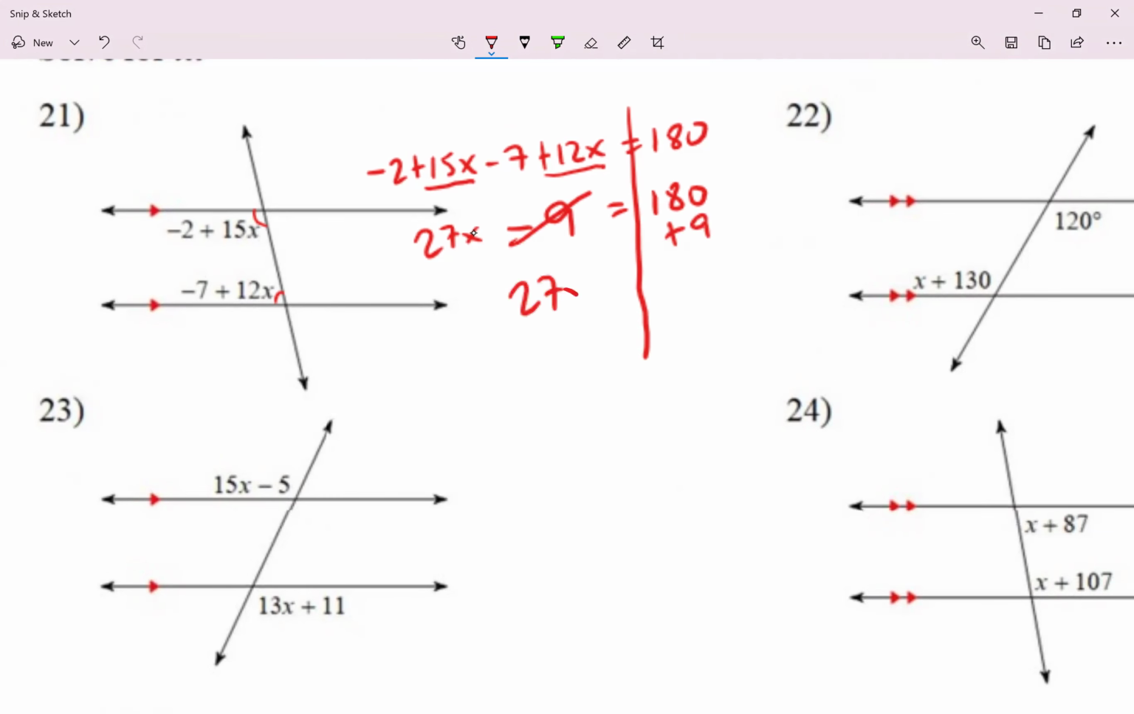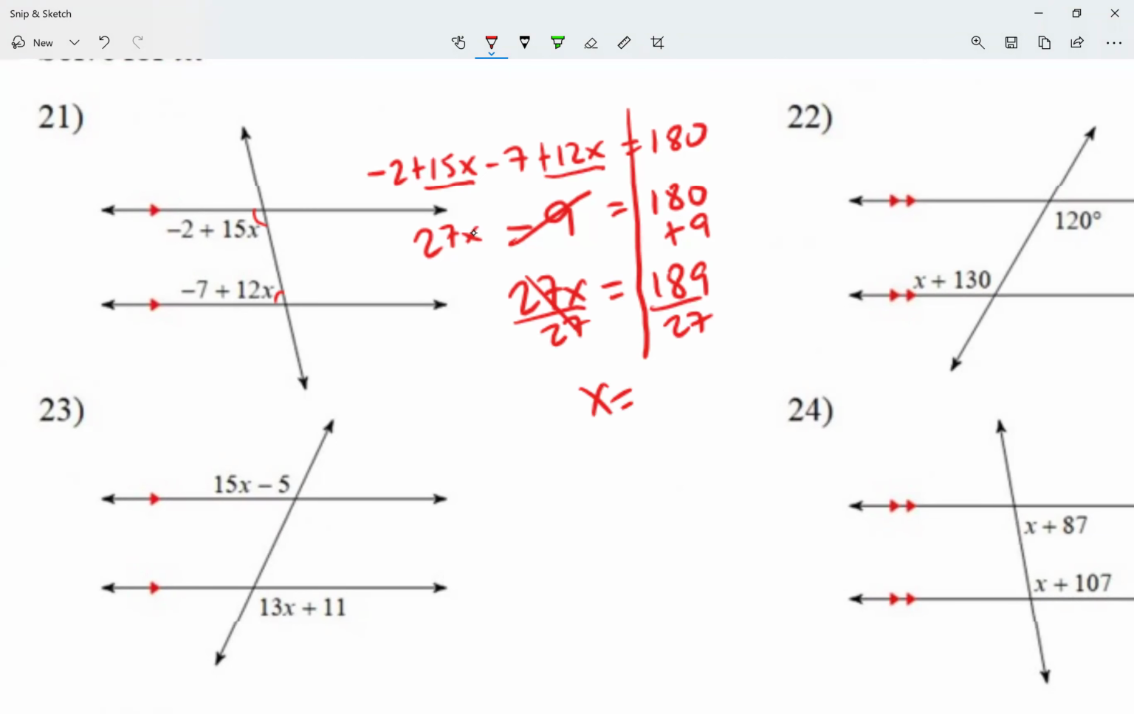So 27x is equal to 189, right? 180 plus 9 is 189. To get the x by itself, let me divide both sides by 27. 189 divided by 27 happens to be 7. So the value of x is 7.